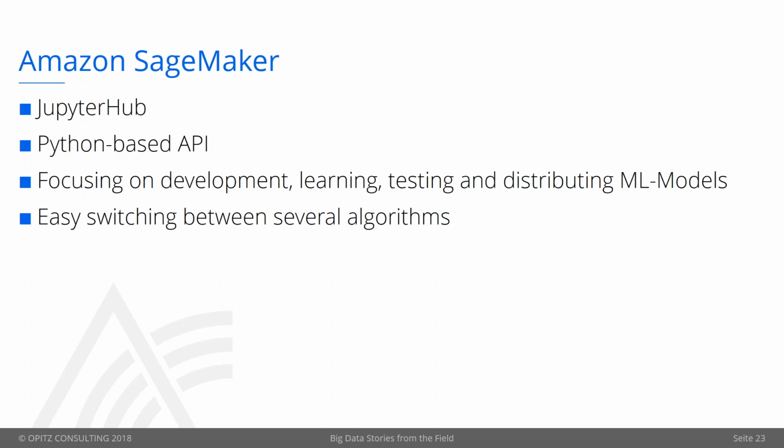SageMaker is a new tool which hosts a Jupyter Hub to develop, learn, test, and distribute machine learning models in Python. After first tests, we can say that it has lots of potential. You can focus on the important tasks like training models and finding features. After choosing the infrastructure, SageMaker is doing the rest. Hopefully, in the near future, we can sense the advantages of SageMaker in our daily work.